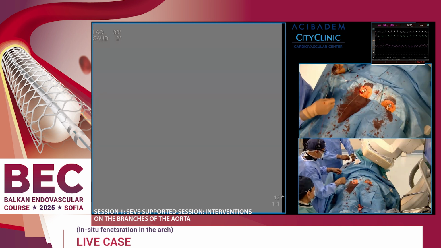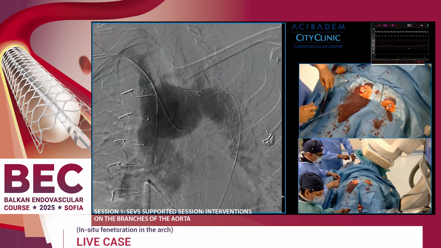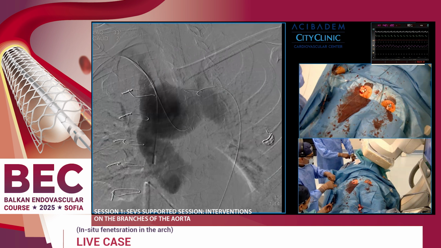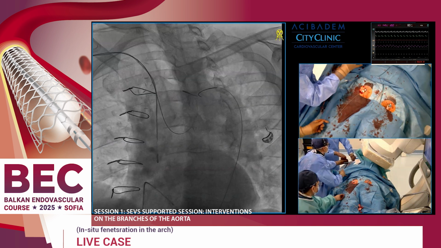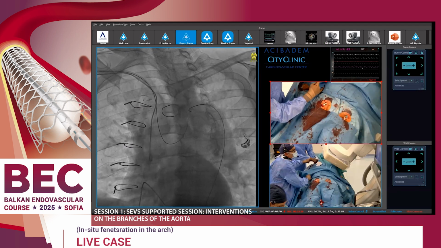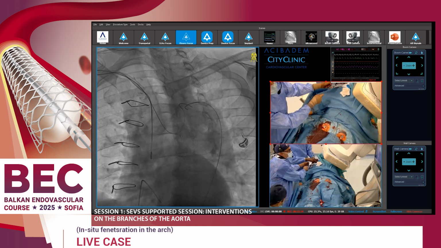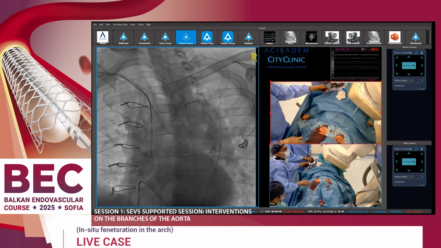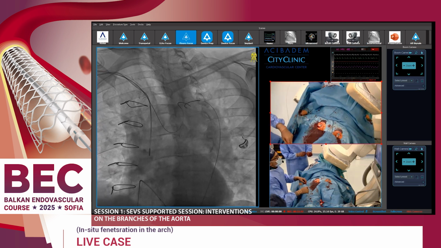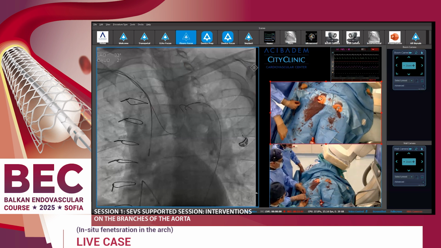And we are proceeding with the next steps. We are positioning a 10 French sheath into the axillary artery. Why 10? In order to have enough space, both over the stiff wire, as we mentioned already. Okay. Excellent. The sheath is already on site. You probably can see the tip of the sheath. It's probably just at the bifurcation of the subclavian and the carotid artery.